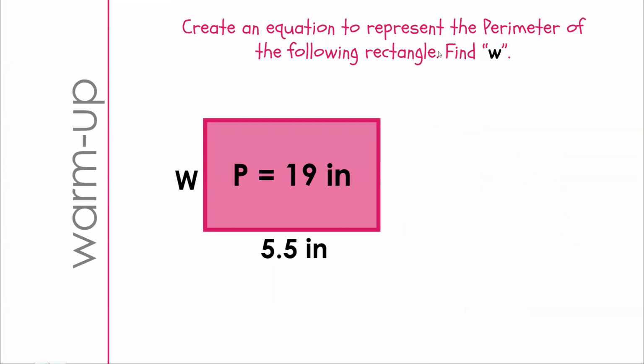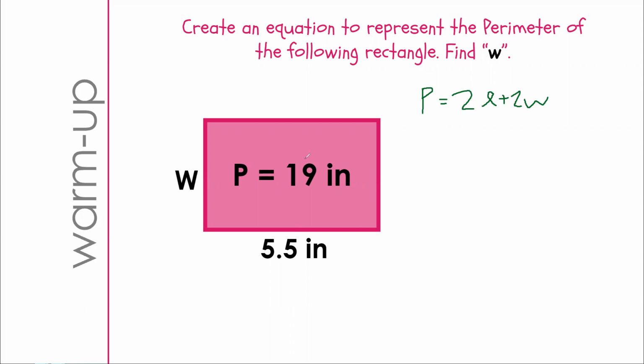For this problem, we need to create an equation to represent the perimeter of the following rectangle. If we think to what we said before, I know that perimeter equals 2 of my lengths and 2 of my widths. Now that I have the equation written out, I'm just going to be substituting those numbers in.